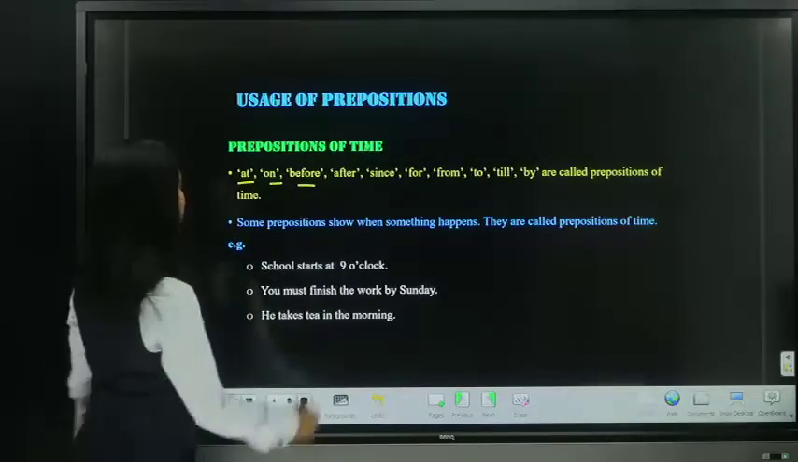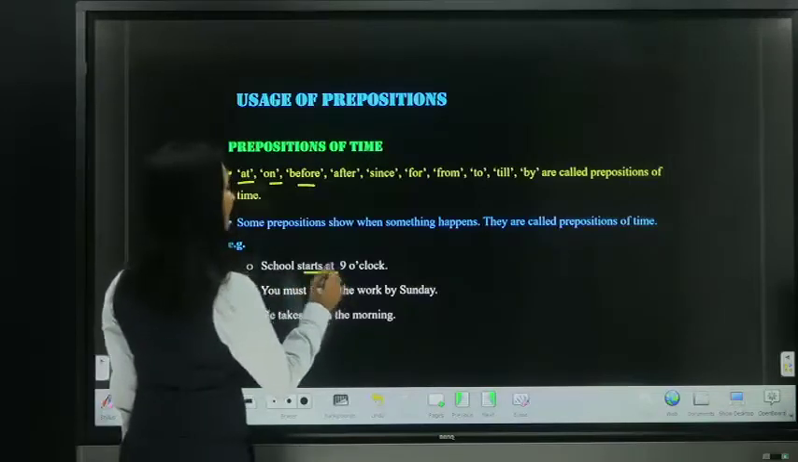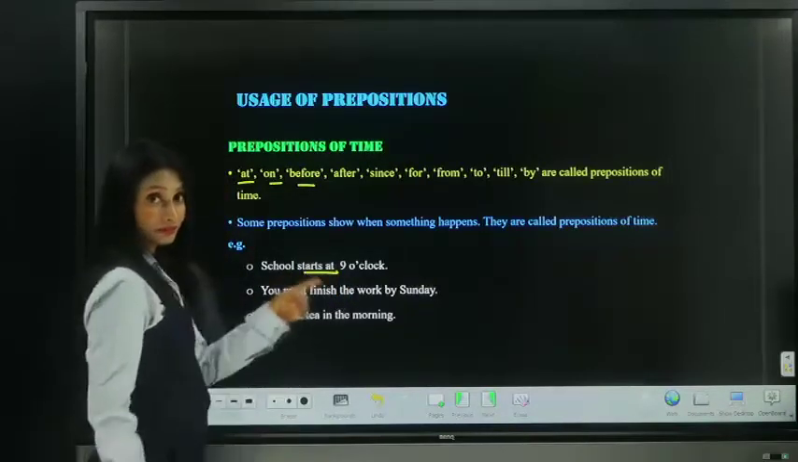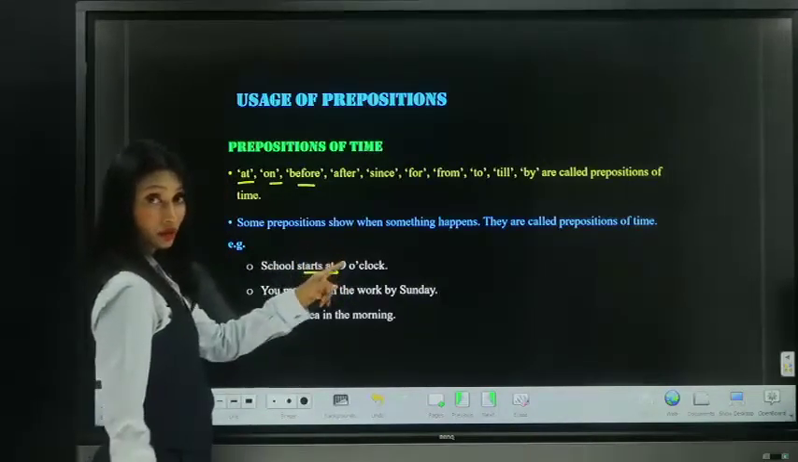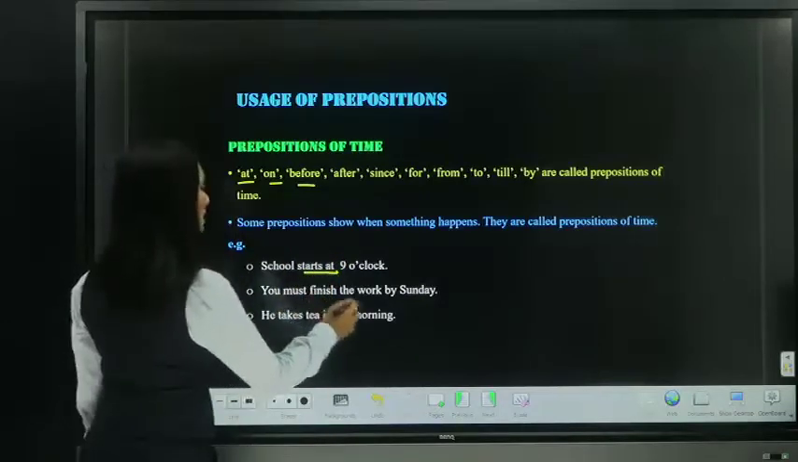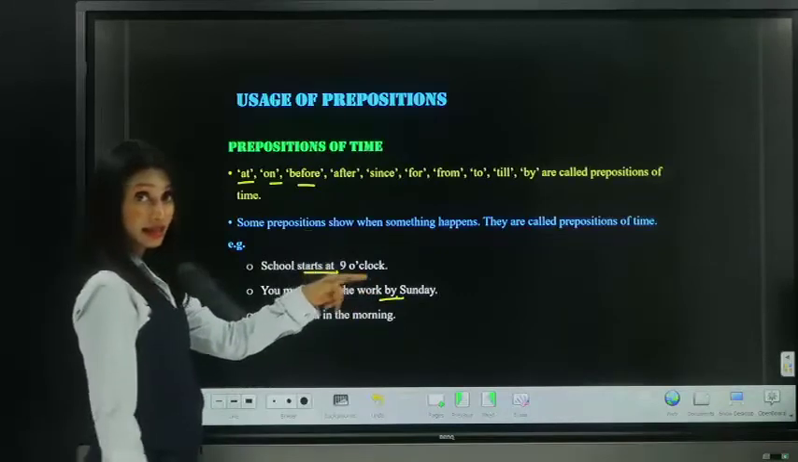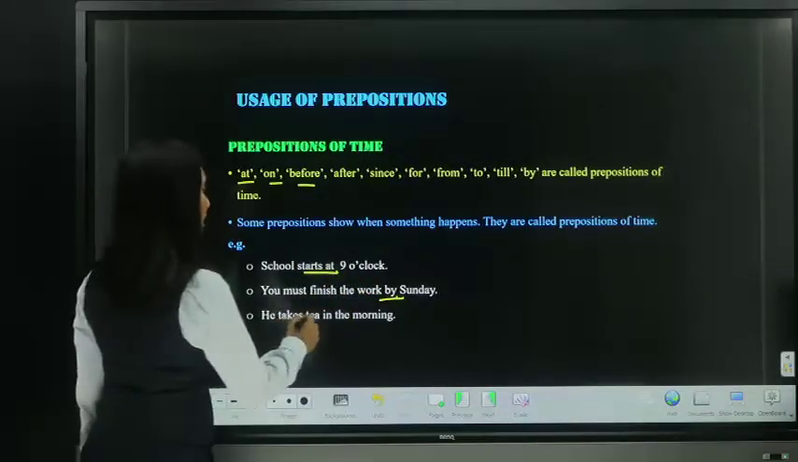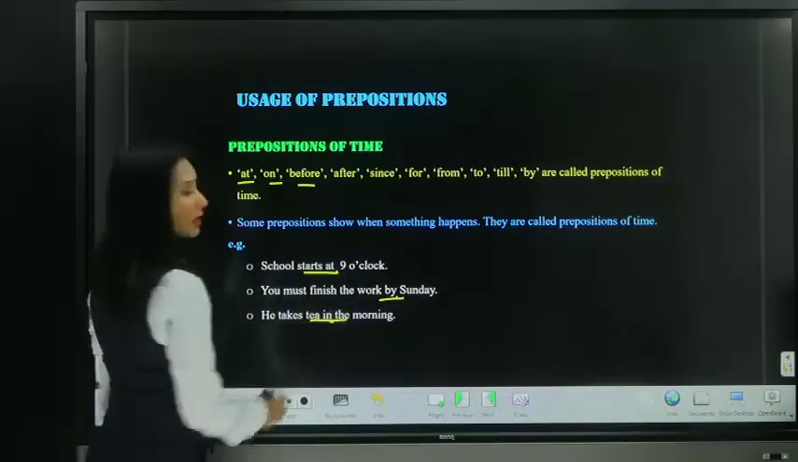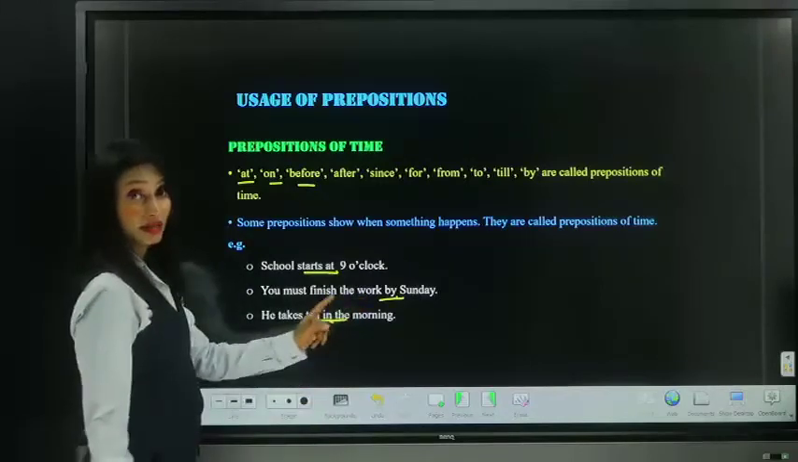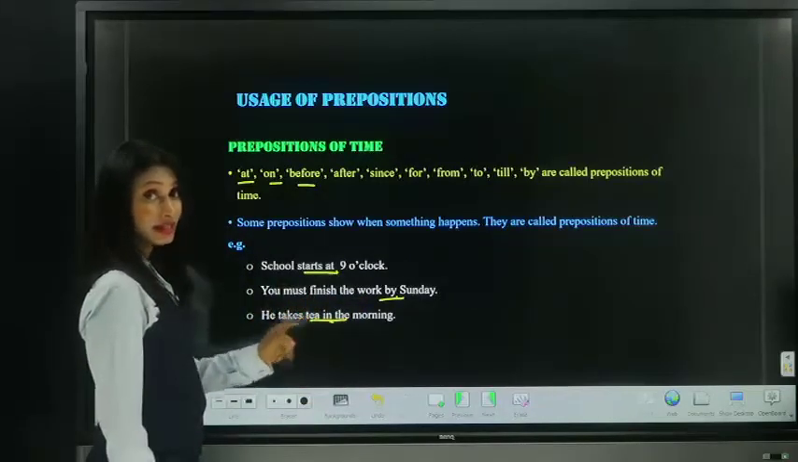For example, school starts at 9 o'clock. At 9 o'clock, indicating time. You must finish the work by Sunday. By Sunday, again denoting time. He takes tea in the morning. In the morning, again expressing the time.